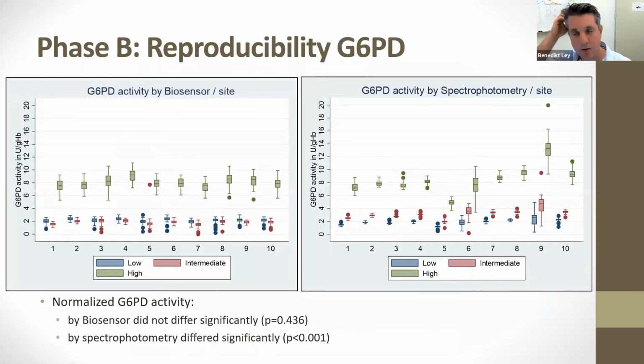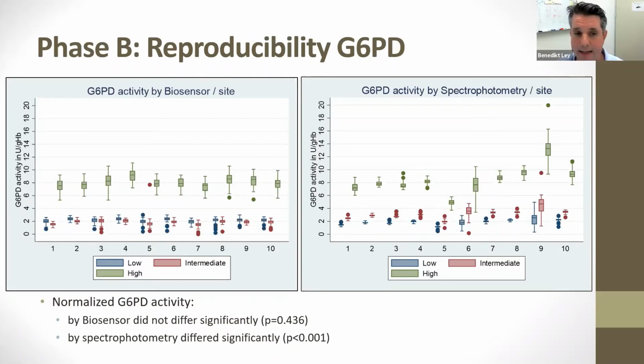So in phase B, we were specifically interested in the reproducibility of the biosensor. Testing was completed in April across all 10 sites. When we compared G6PD activities across the different sites using a mixed effects model, activity did not differ significantly between machines and sites, while in contrast, absolute readings by spectrophotometry showed a significant difference. You can see the respective results for the biosensor on the left-hand side of the slide and for the spectrophotometry on the right-hand side of the slide.